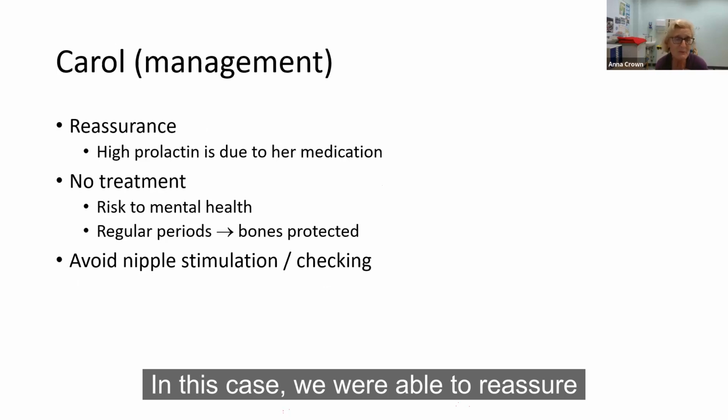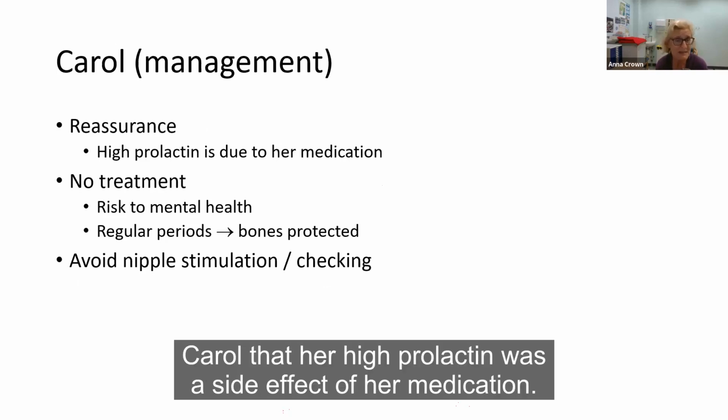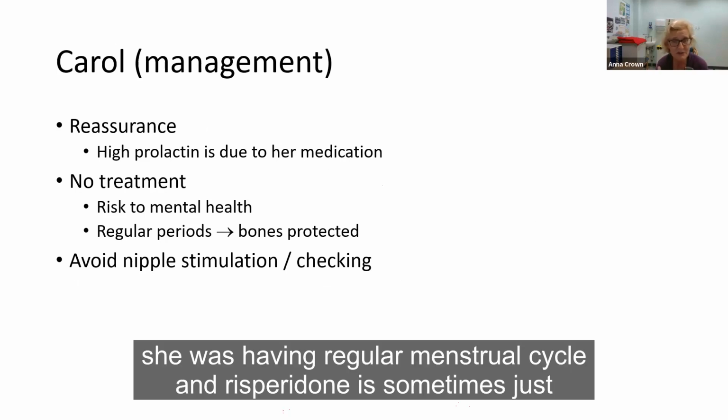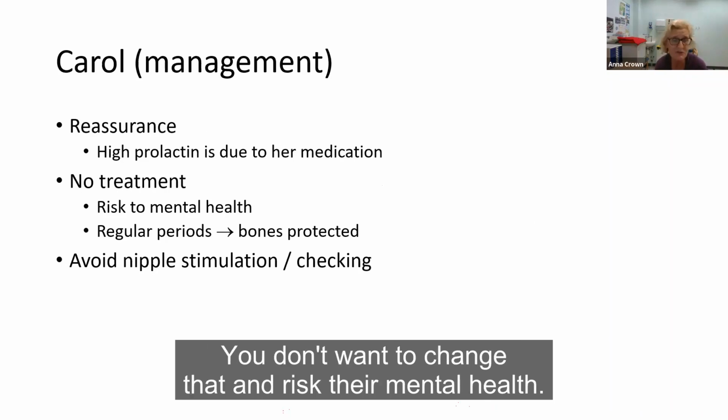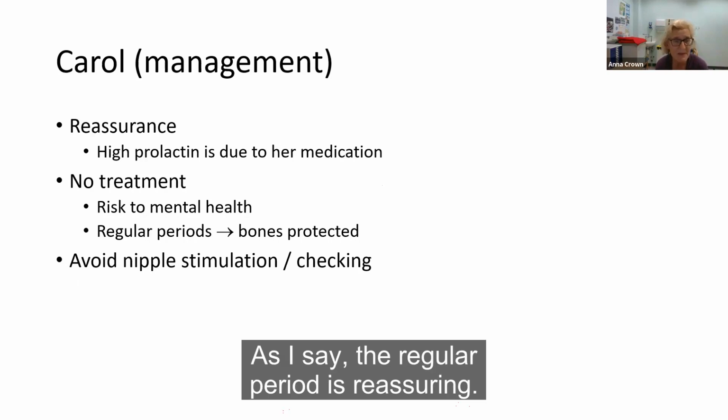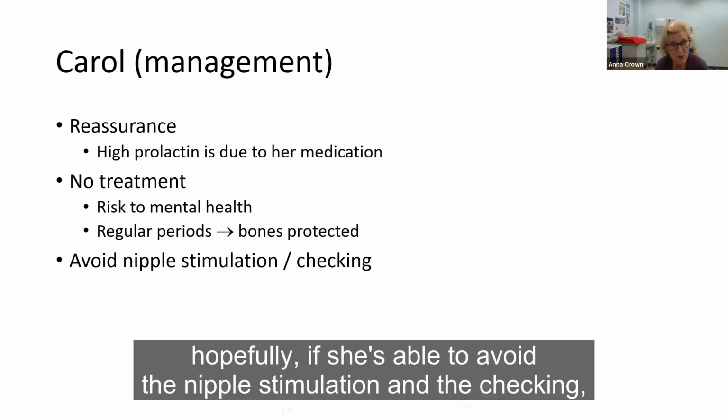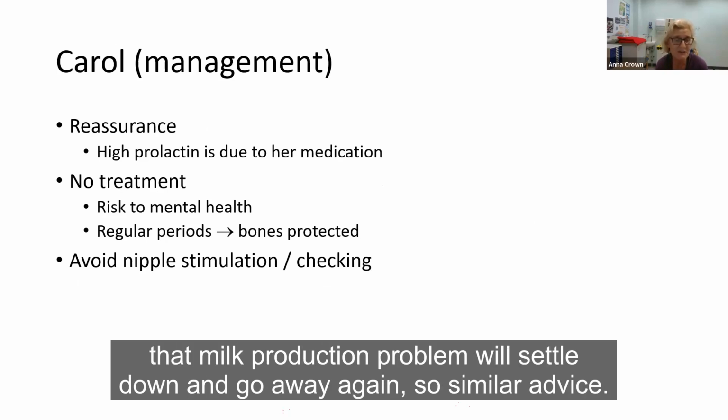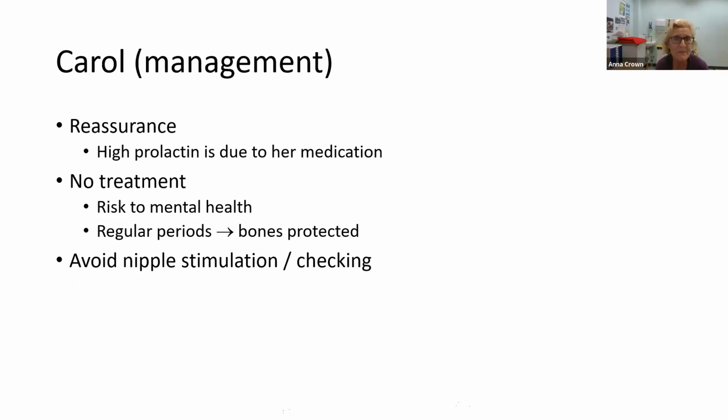So in this case, we were able to reassure Carol that her high prolactin was a side effect of her medication. No need to change the medication because she was having regular menstrual cycles, and risperidone is sometimes just necessary to treat somebody's mental health. You don't want to change that and risk their mental health. So as I say, the regular periods is reassuring. And again, hopefully, if she's able to avoid the nipple stimulation and the checking, that milk production problem will settle down and go away again. So similar advice. Thank you, Kim.